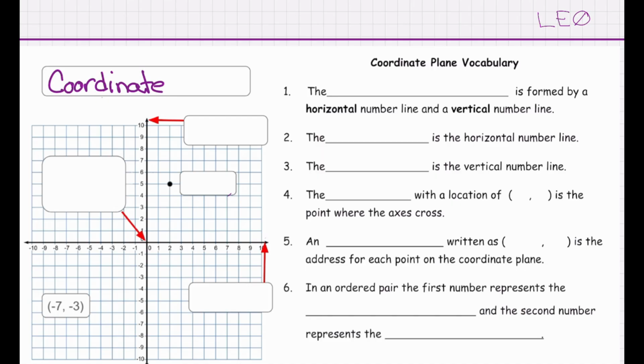Just to start off with something a little bit easy. Recall that the coordinate plane is formed by the horizontal number line, that's the left-right number line called the x-axis, and the up and down number line, the vertical number line, which is the y-axis. So our x-axis goes from left to right, and remember, right is positive.